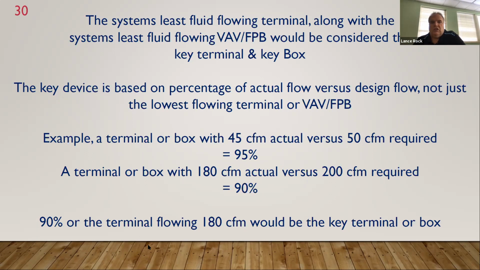What I'm describing here is an example of a terminal box with 45 CFM actual versus 50 CFM required. That's 90%. A terminal box with 47.5 CFM would be 95%. A terminal box with 180 CFM actual versus 200 CFM required is 90%. My point with this one is that because the flow is low, do not look at that as the key. It's the percentage of actual flow, the 90% terminal, flowing 80% or 90% was my example here.